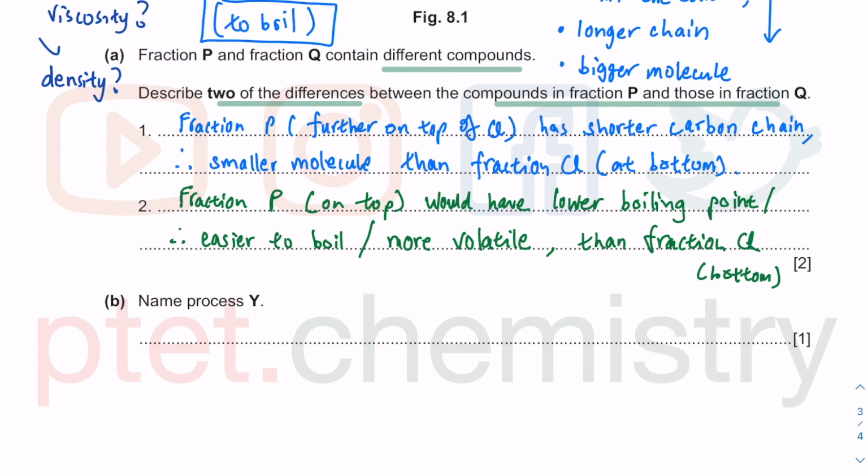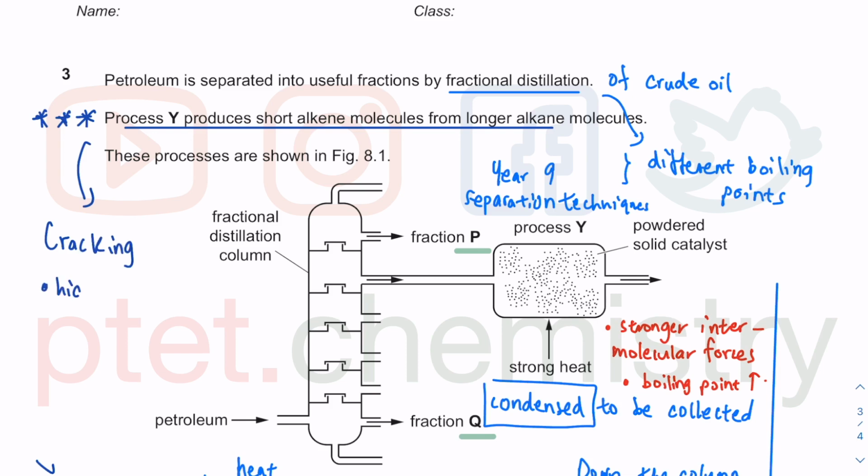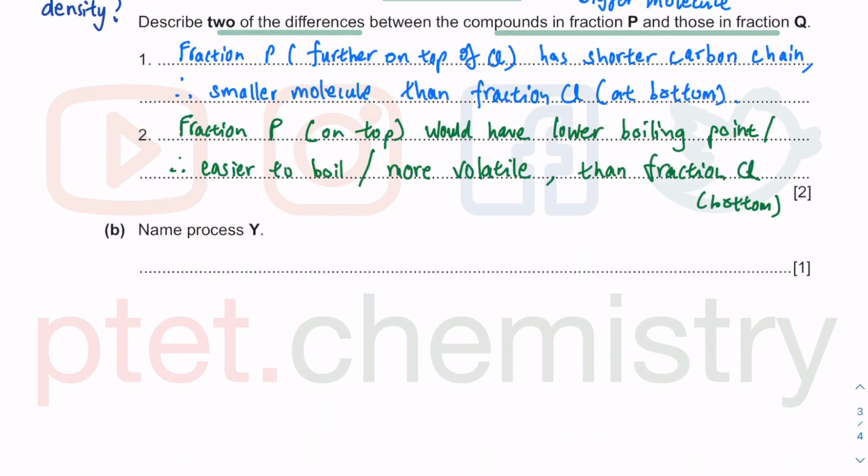Now name this process Y. What is process Y? Process Y produces short chain alkene from longer chain alkane molecules. So long chain becomes short chain, which are more valuable. So that is what you call cracking. Cracking requires very high temperature. So temperature required will be around 500 degrees Celsius. You also need a catalyst in order to speed up the rate of reaction to make it faster. So this process is known as cracking.